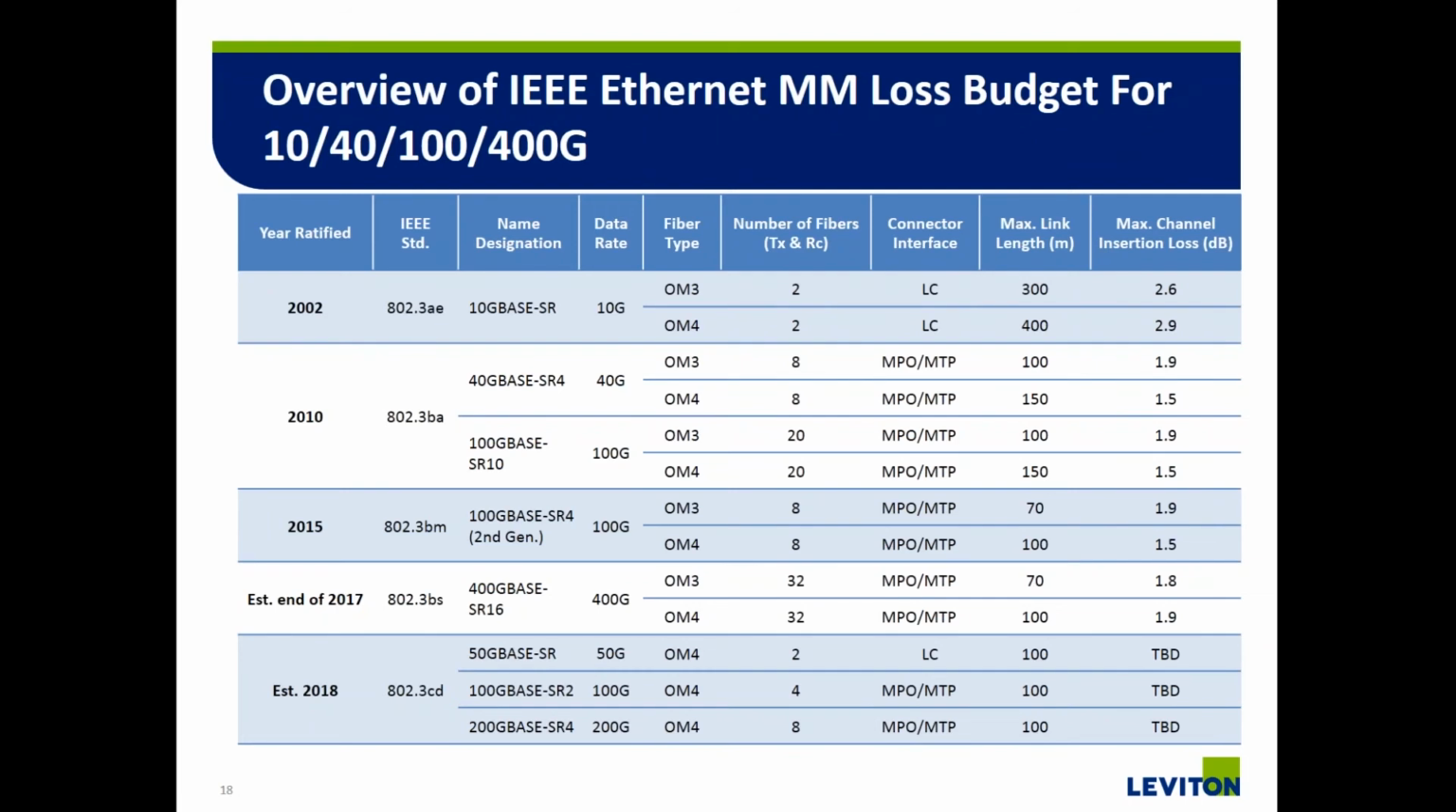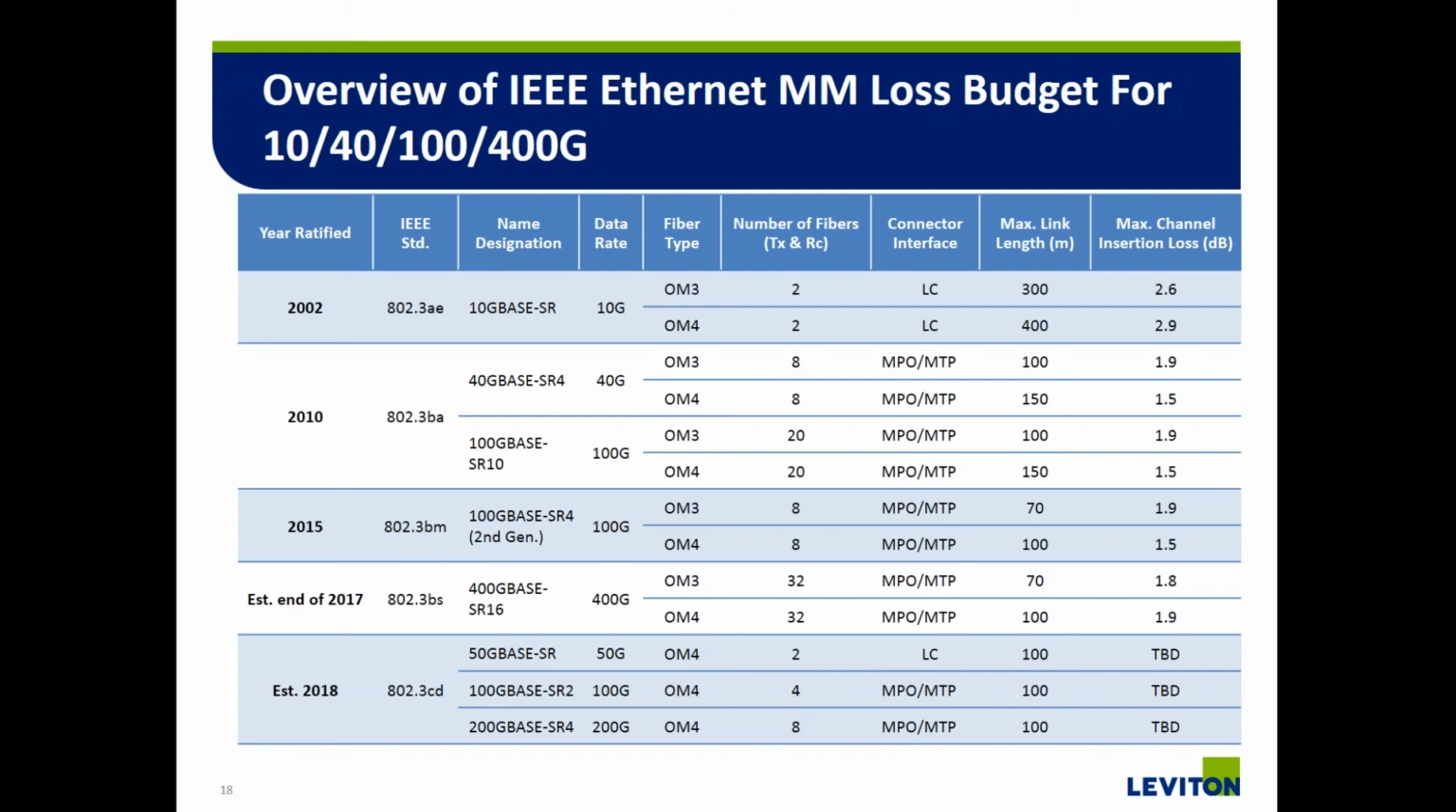This is a great table with a lot of information speaking to the attributes for each respective IEEE Ethernet multi-mode speed. Single mode is not presented just because multi-mode is still a very cost-effective solution for enterprise data centers that require short distances, as I mentioned earlier.